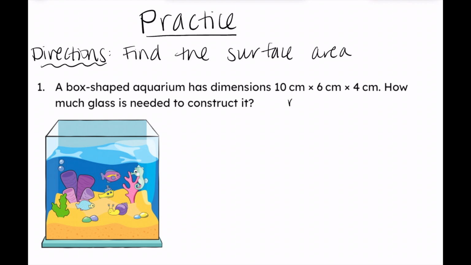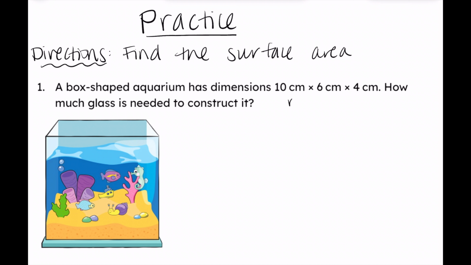The directions say to find the surface area, and for number 1, it says that we have a box-shaped aquarium and it has dimensions of 10 centimeters by 6 centimeters by 4 centimeters. How much glass is needed to construct it?